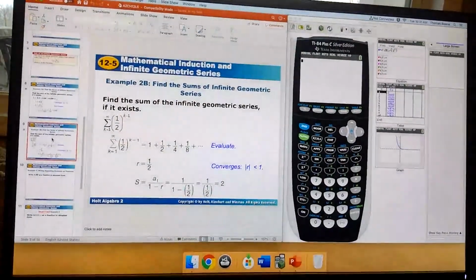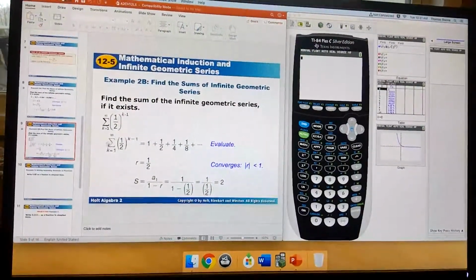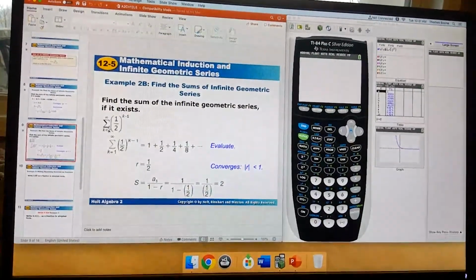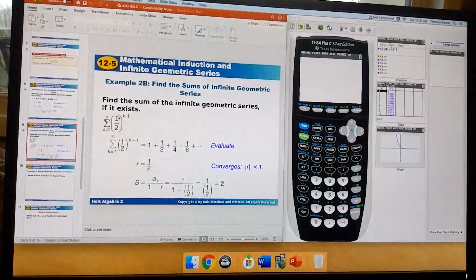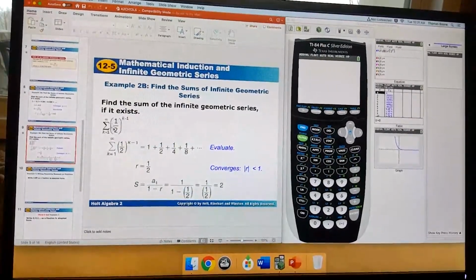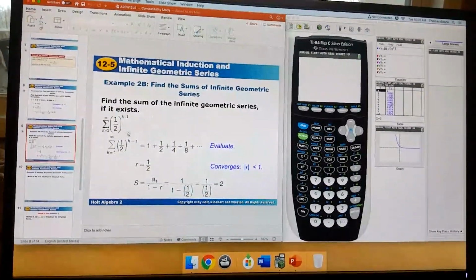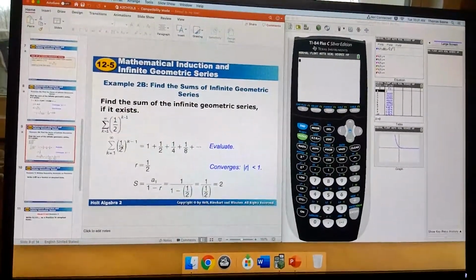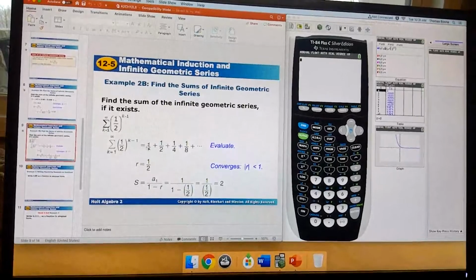All right, so what if we get it in summation notation? Now we're going from 1 to infinity, indicating that it is an infinite series. Well, whenever we do this geometrically, we know that the base of the exponent is going to be our ratio. That's going to be 1/2 right there. Now, again, you can always put this in the calculator in table mode and see what the numbers are.